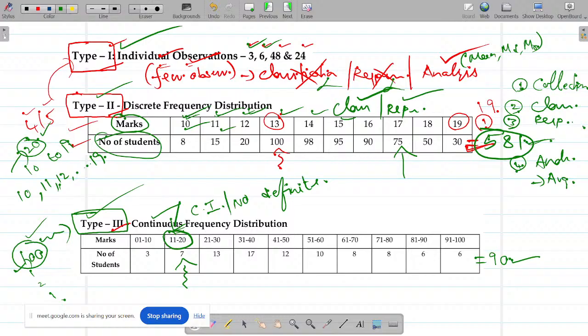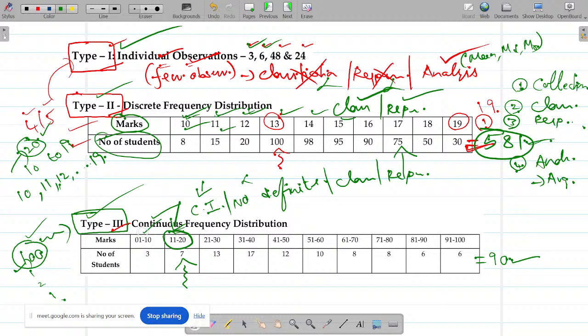Is it okay? So what's the difference between type 2 and type 3? Here we'll define in terms of class intervals or class limits or class boundaries. No definiteness of the value. Yes, obviously you classify, you represent, everything will be done. The only difference is no definiteness here. So how do you represent here?